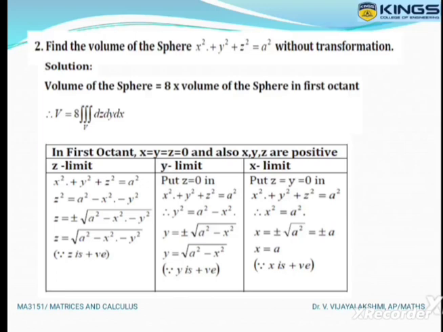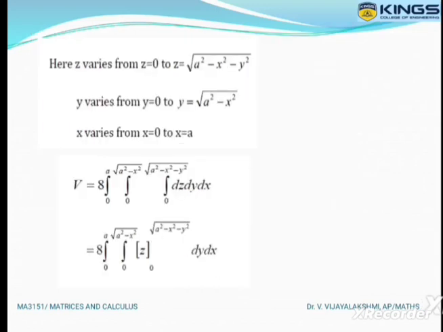For finding the x limit, replace z equal to 0, y equal to 0 in x square plus y square plus z square equal to a square. From this, we get the value of x equal to plus or minus a. And we know that in the first octant, the x value is positive. Therefore, x takes 0 to a only. Therefore, the value of z varies from 0 to root of a square minus x square minus y square, y varies from 0 to root of a square minus x square, and x varies from 0 to a.